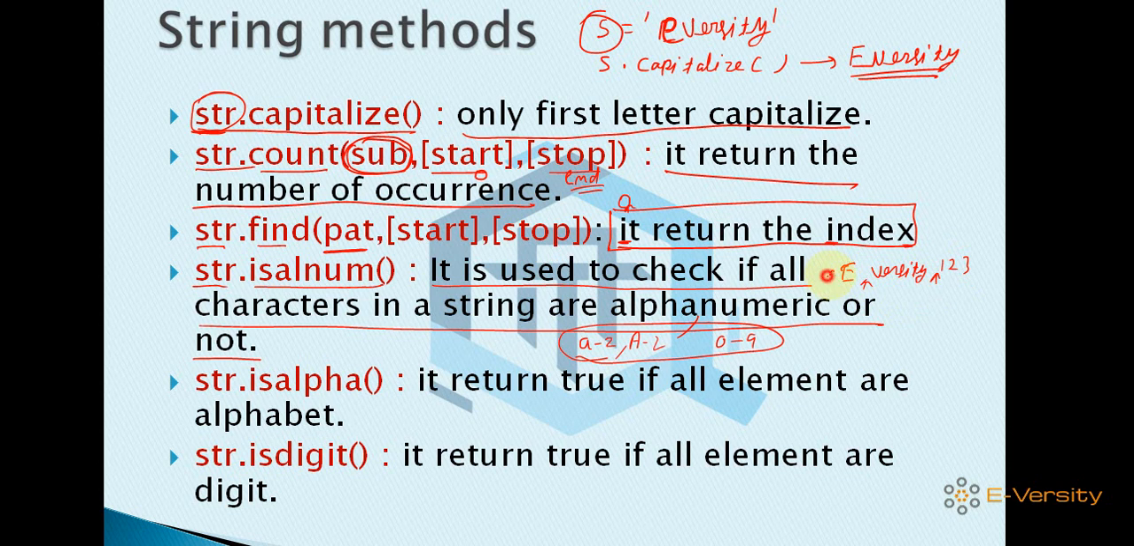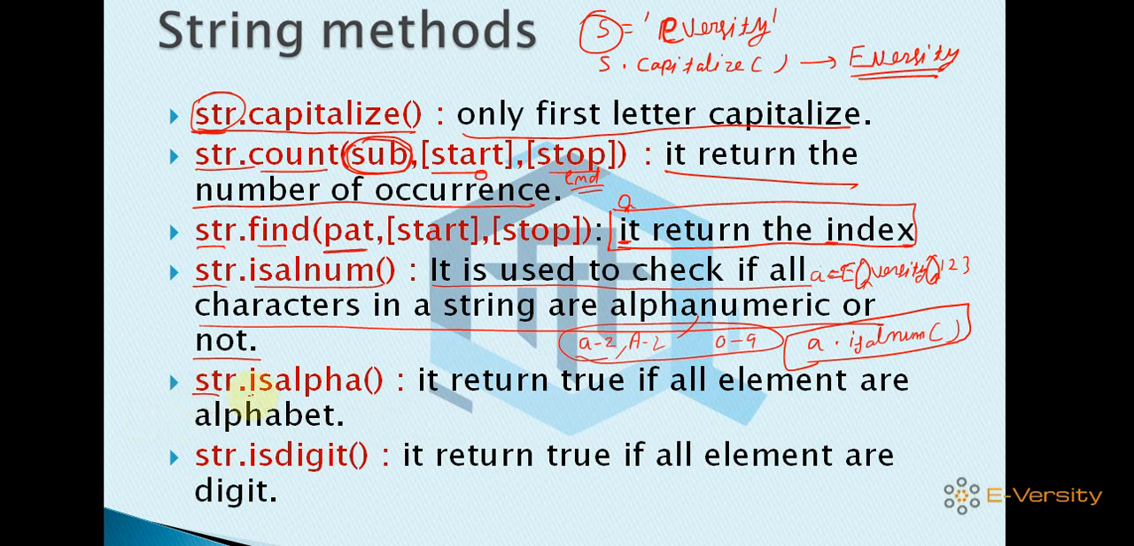If I store this into a variable, a is equal to this, and I check a dot isalnum, it returns false. Why? According to you, you might say that this string has only alphanumeric values, so it should return true, but it returns false. Why? Because it has spaces. In programming, spaces are treated as a character, a blank character. That's why it is not an alphanumeric string, so it gives false.